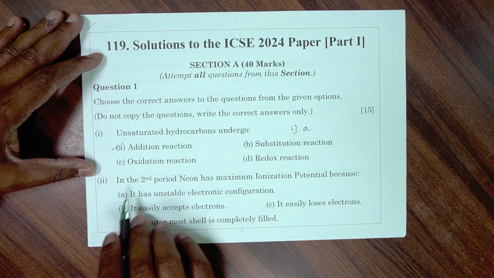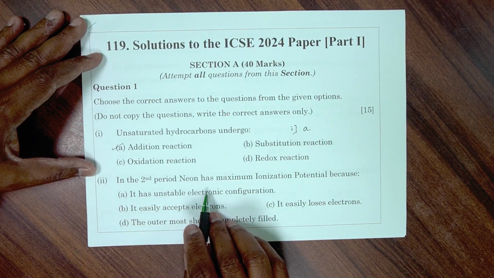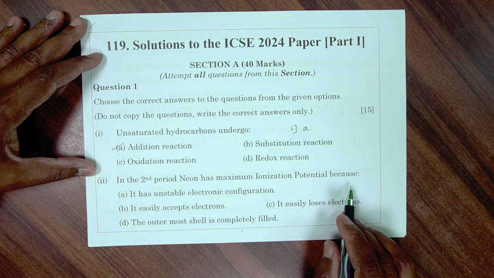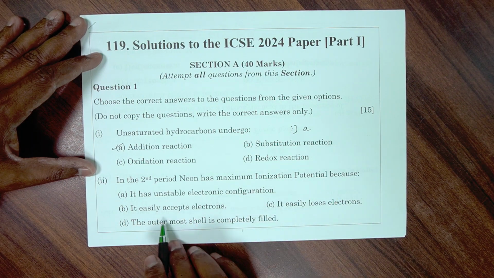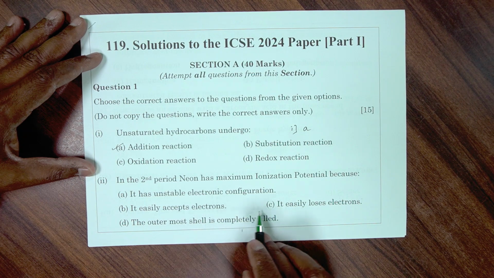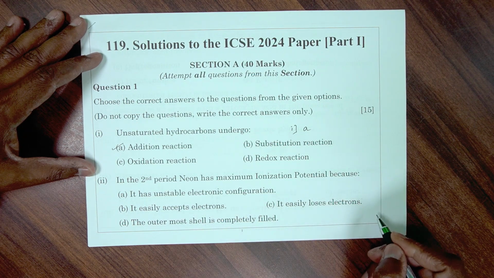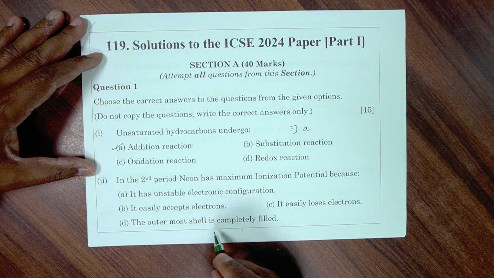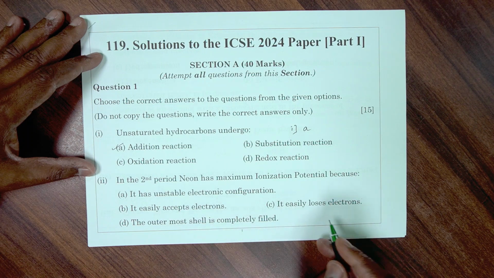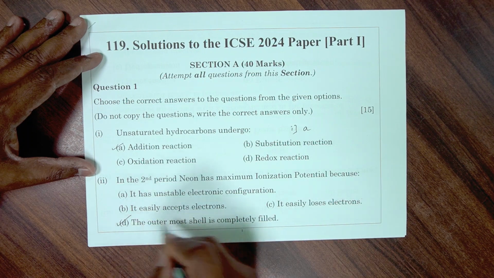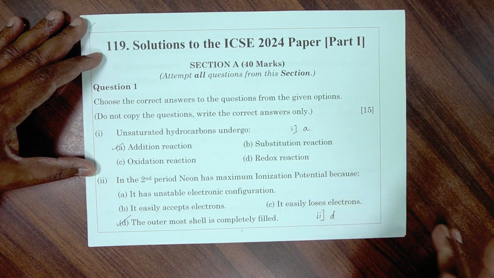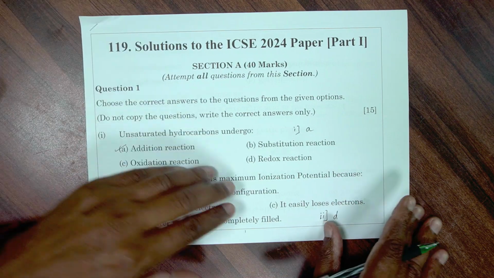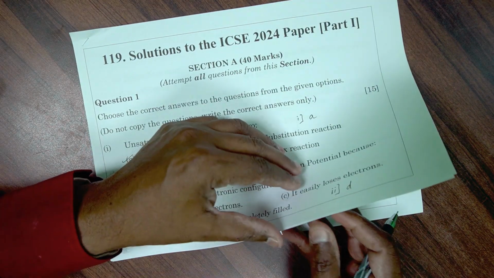Question 2: in the second period, neon has maximum ionization potential because it has unstable electronic configuration, it easily accepts electrons, it easily loses electrons, and the last option is the outermost shell is completely filled. The correct option is the outermost shell is completely filled. So you write number 2 in the margin and write D. So this is the correct answer for this. We'll go to the next question.